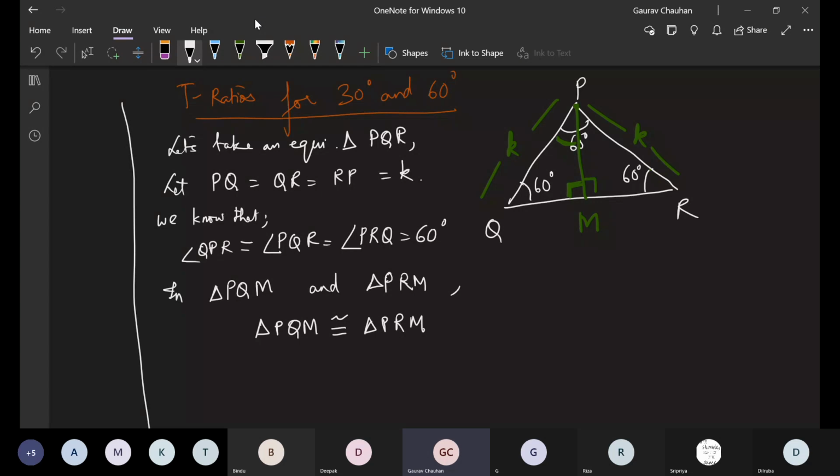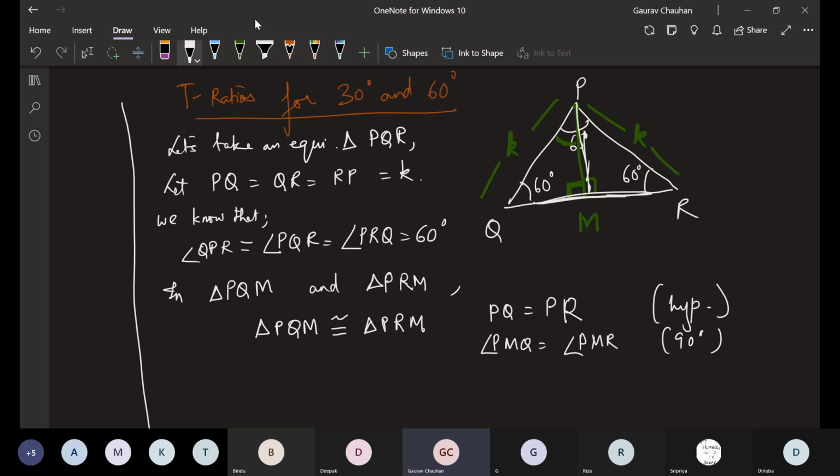Just to give one demo, PQ is equal to PR, that is the hypotenuse. Both are right triangles, remember. Angle PMQ is equal to angle PMR, it is 90 degrees. Why is it 90 degrees? We have dropped a perpendicular and this is a straight line, so obviously this is forming a linear pair. Both are 90 degrees. And PM is equal to PM because it is common. So this is RHS. Both triangles are congruent.